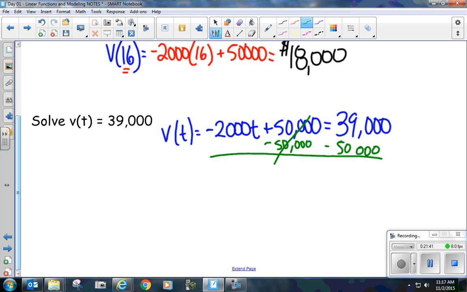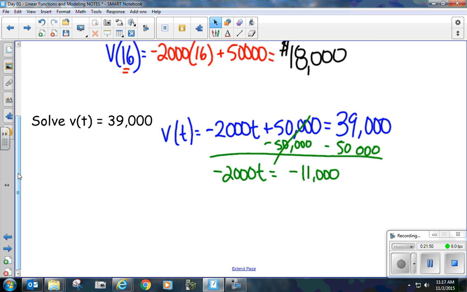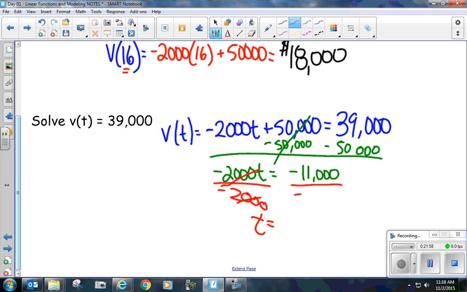So I've got negative 2,000 t equals negative 11,000. And then what do I do? You divide by negative 2,000. Divide by negative 2,000, so these go away. I've got t equals, divide this by negative 2,000. And what do I get? 5.5 years. Thank you. It's 5.5 years.